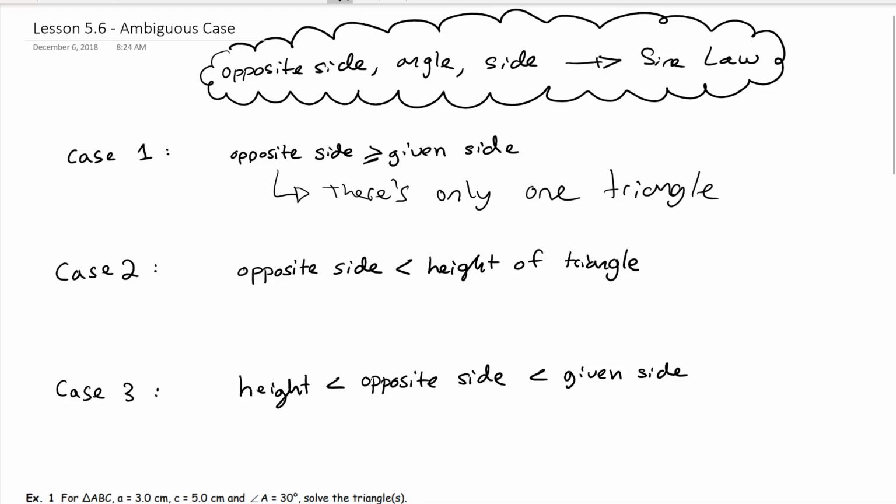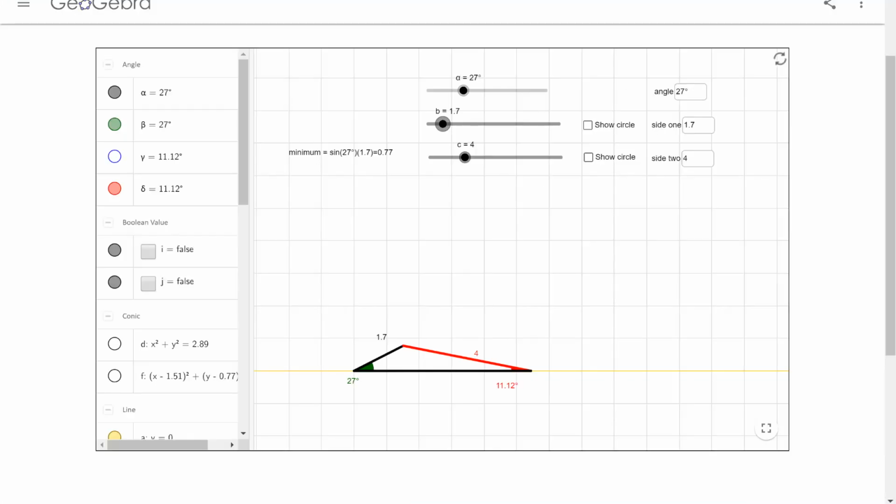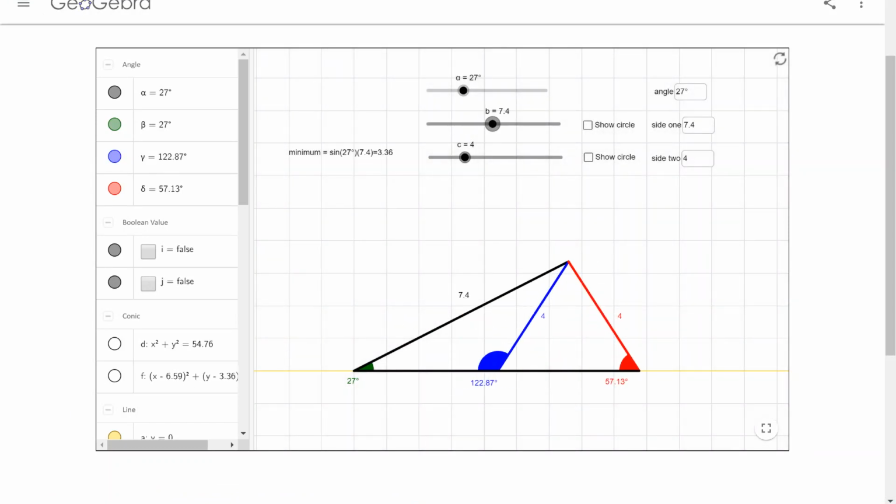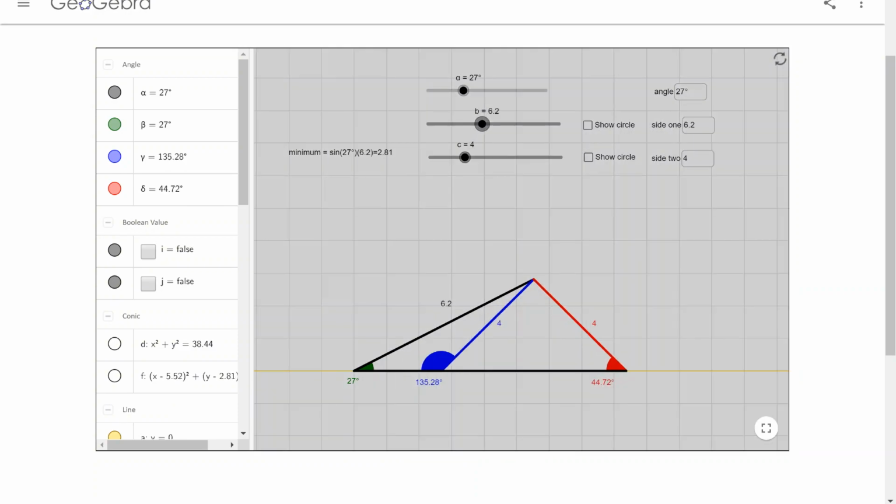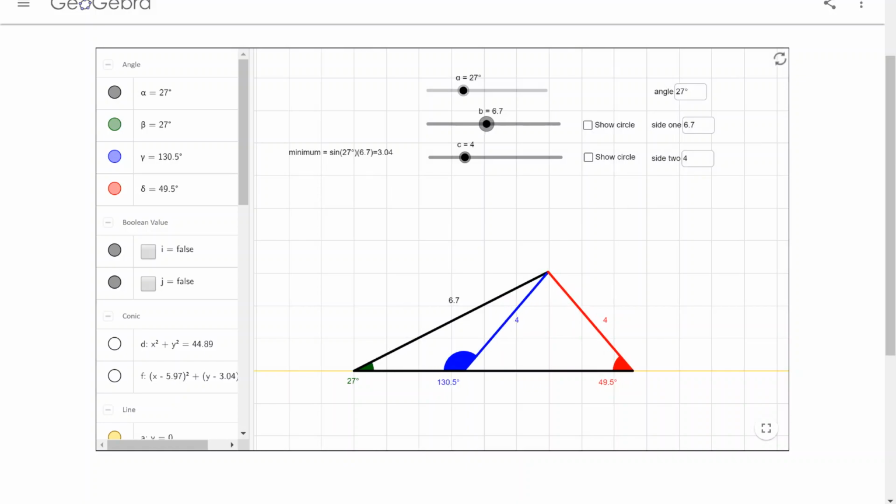Next case I want to look at is what happens when the opposite side is smaller than the height of the triangle. So our height of the triangle, make this back to 6. Here we go. So the height of the triangle, when this side is 6.7, close to 6.7, is this over here. It's that vertical distance between the top point of the triangle and the opposite side. It's perpendicular to the opposite side, right?